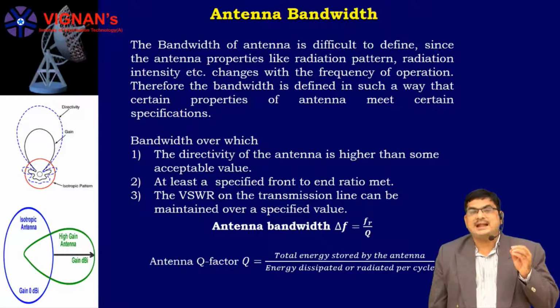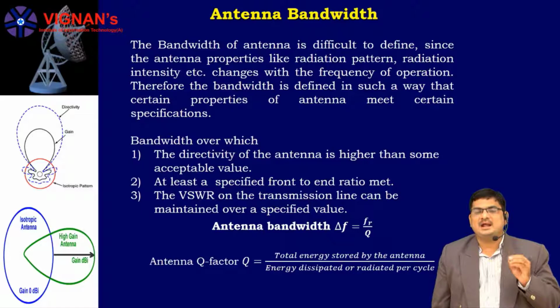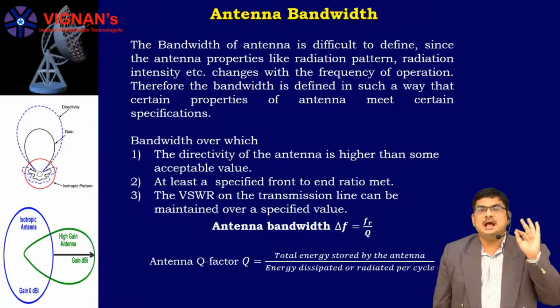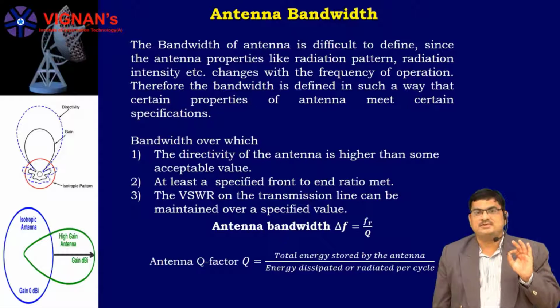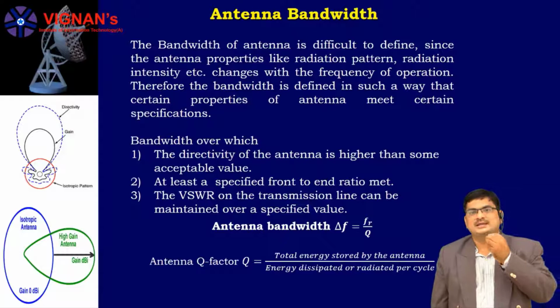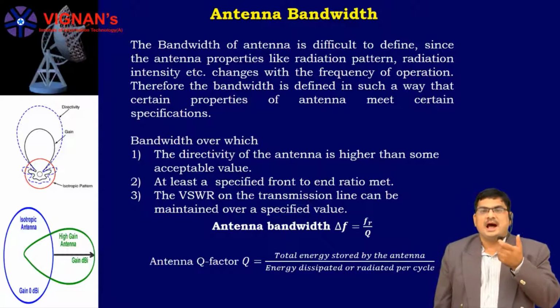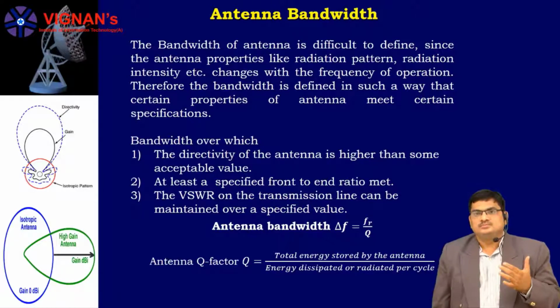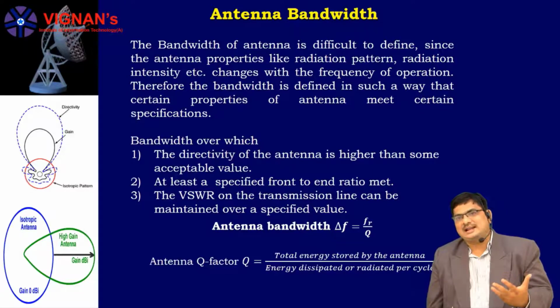It is the band of frequencies where all the above-said parameters possess stable characteristics. So bandwidth is the band of frequencies. That means delta F equals F2 minus F1, where F2 is the highest frequency and F1 is the lowest frequency. We can also define this bandwidth in another way.